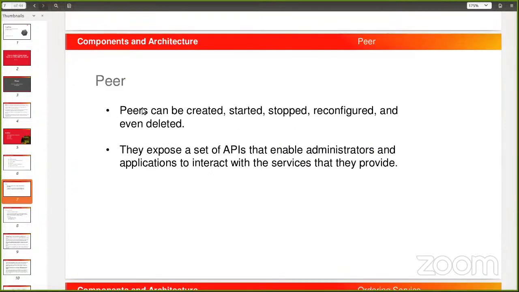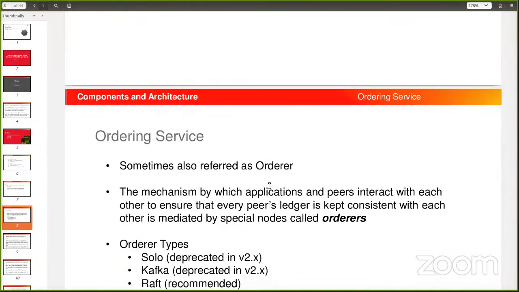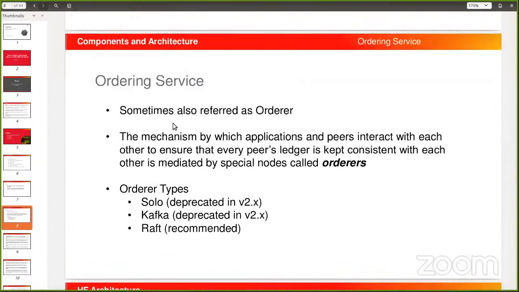And so again, the peer can be created, started, stopped, reconfigured, and then deleted. A peer is like a node, and every organization has one peer, or one node, in the Fabric network. And then you can also communicate with the peer through the API, through the external UI.